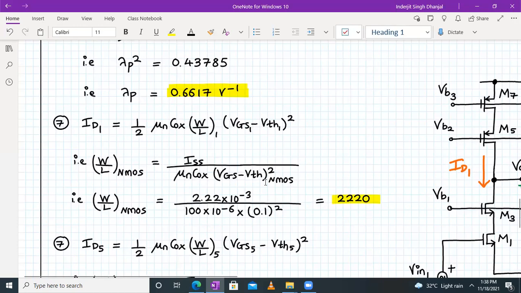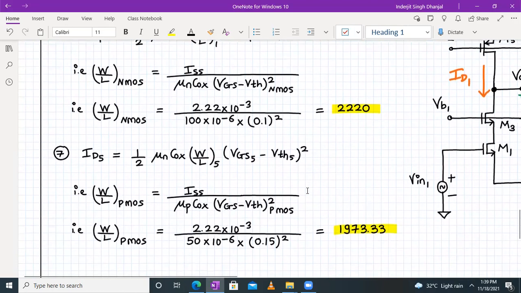So VGS minus VTH is nothing but my overdrive voltage, which is given as 100 millivolt. So 100 millivolt means 0.1. So W by L of NMOS will be 2.22 milli divided by mu n Cox value, which is 100 micro, and VGS minus VTH, the overdrive voltage for NMOS, is given as 100 millivolt, that is 0.1 square. So W by L ratio of NMOS transistors will be 2220. That is the W by L of NMOS transistors.